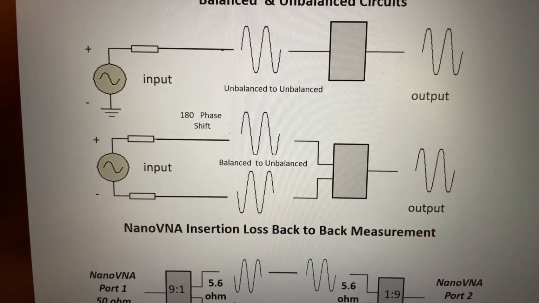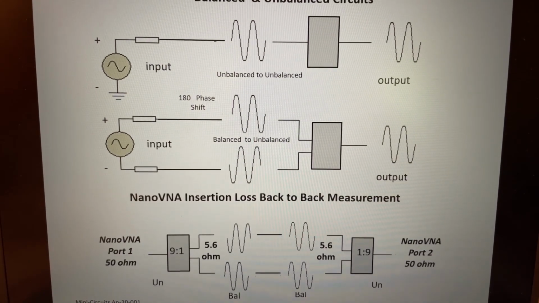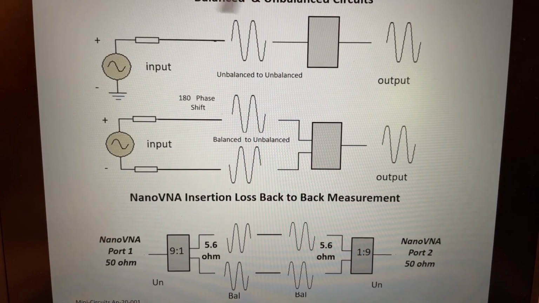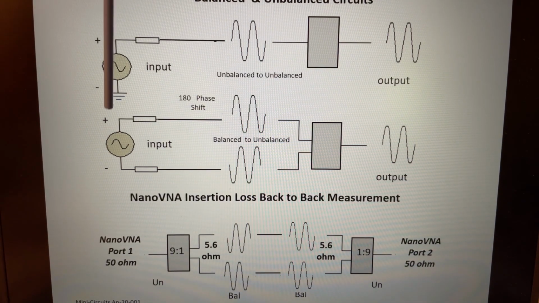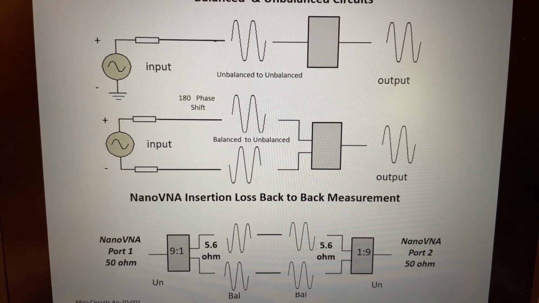So here's an example. If we look at this, let me just pull my camera out a little more. There you go. So this is going from basically unbalanced to unbalanced. This would be like a single-ended RF amplifier, where we just have our drive signal goes to ground and the output signal also goes to ground. So it's a single-ended, unbalanced output.